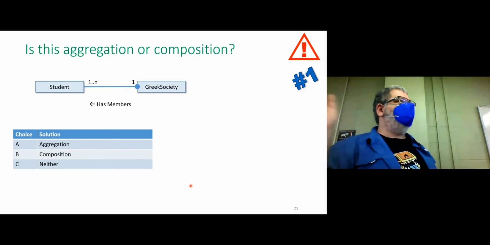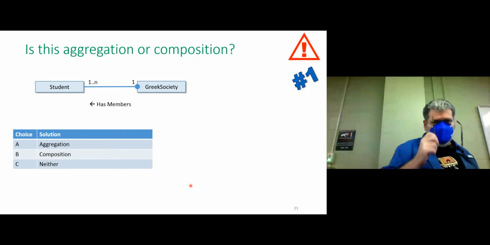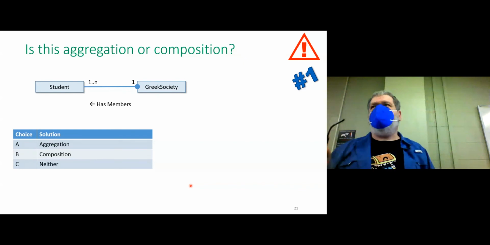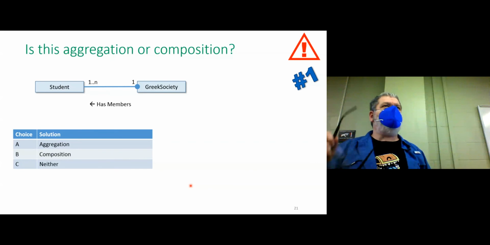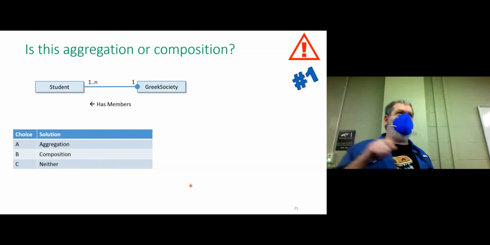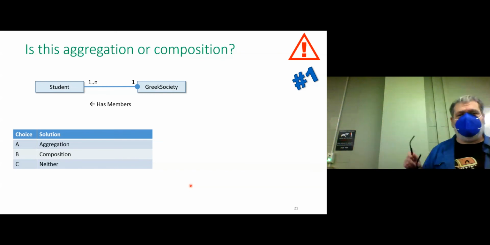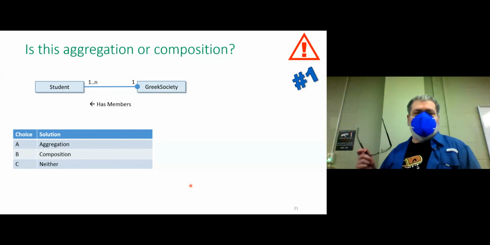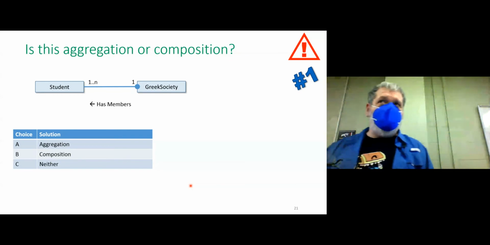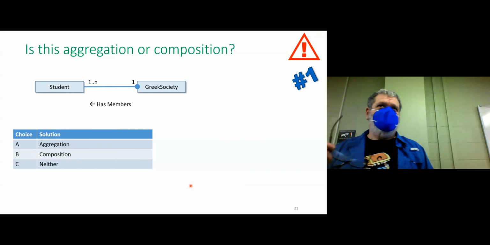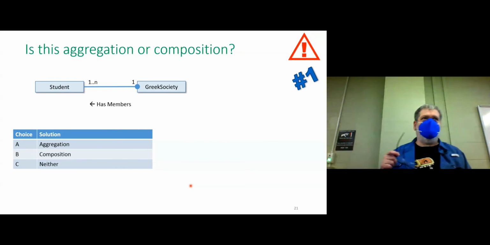That's read right to left. So each Greek society has 1 to n, whatever the value of n is, a maximum number of members. So it's not star, that doesn't mean any value. That means a specific range that we decided. Okay. So is this an aggregation, a composition, or neither? Since I kind of gave it away, just say it out loud.